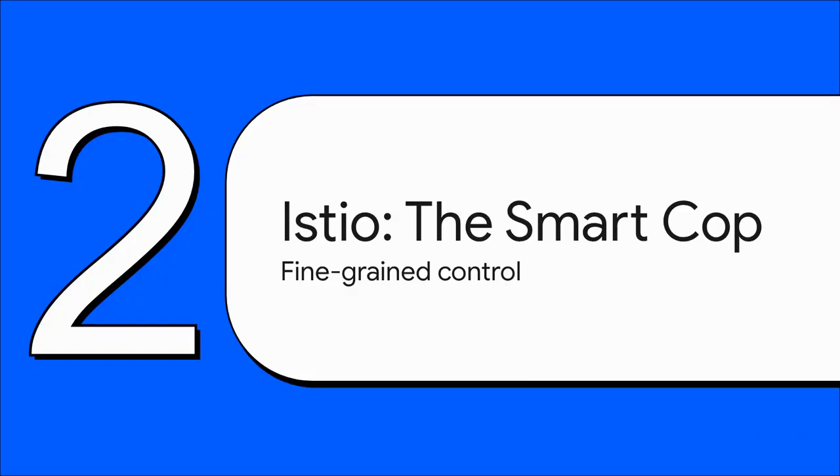Okay, so the canary approach sounds great, right? But how do you actually do it? You need some way to control traffic with pinpoint accuracy, deciding exactly who sees V1 and who sees V2. And that is where our hero, Istio, comes into the picture. It's basically the smart traffic cop for your whole system.